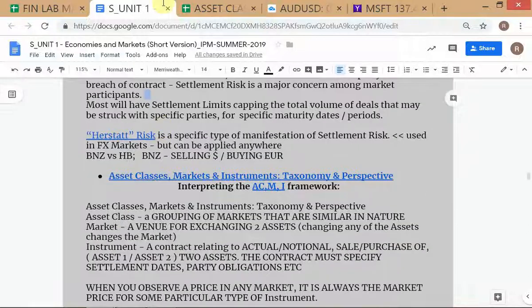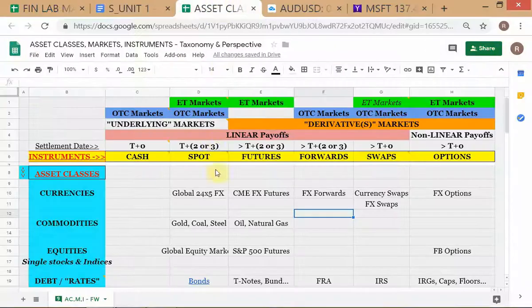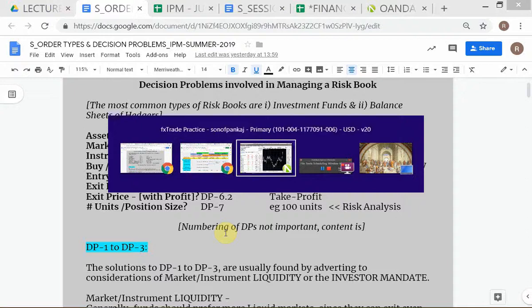Now we are almost ready to go into why we had to have this discussion about the asset classes, markets, and this framework. When we go to decision problems, the first three decision problems relate to asset class, market, and instruments. And your fourth decision problem, buy or sell, is where valuation comes in. We will discuss valuation, so please don't get scared. Those who are deciding to leave finance because of the fear of project finance and valuation, please hold off for one more day. Our next class is not till next week. Anyway, don't get scared.